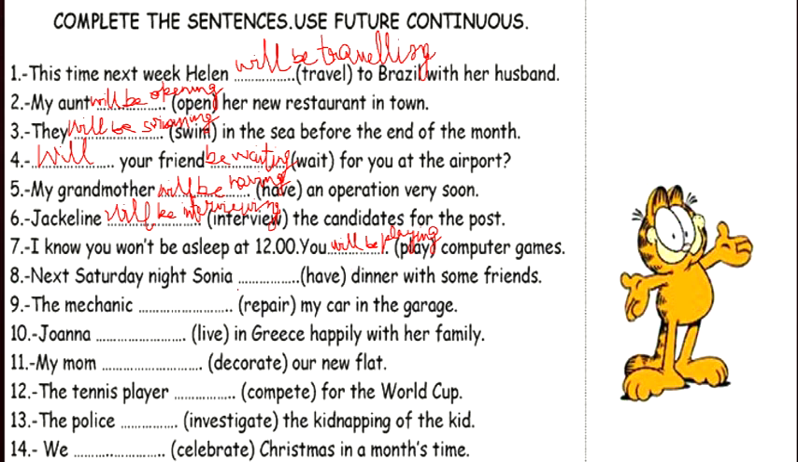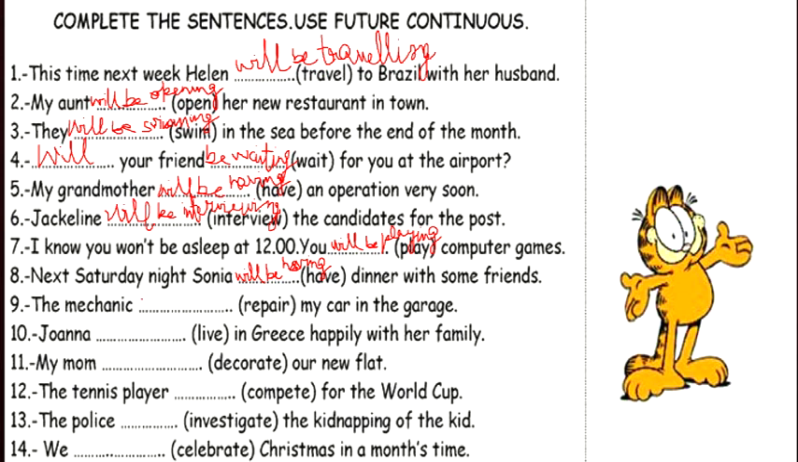Next Saturday night, Sonia have dinner with some friends. Yes, again the same rule. Sonia will be having. Again, please focus on the spelling of having. You know, dear children, when we learn something, we should learn it as a whole. Do not skip anything. Okay, so it is having. Next Saturday night, Sonia will be having dinner with some friends.